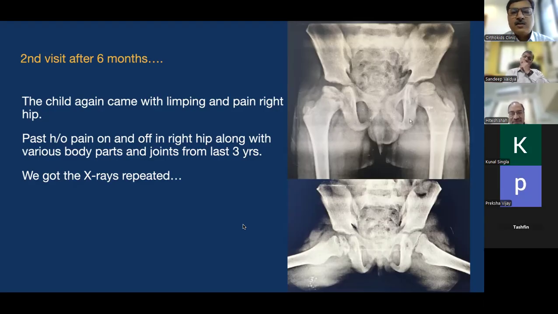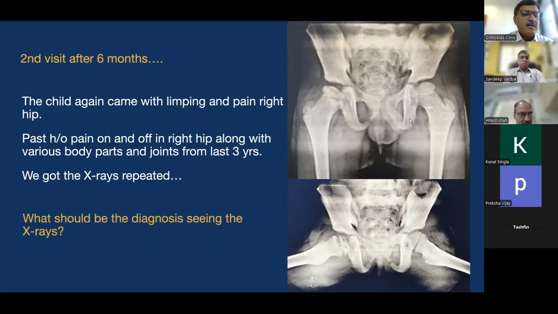Of course, you're commenting on this X-ray: the sclerosis is definitely there. The lateral part of the epiphysis is sclerotic compared to the opposite side. So would you stamp it as Perthes disease? Yes, that's what we thought.